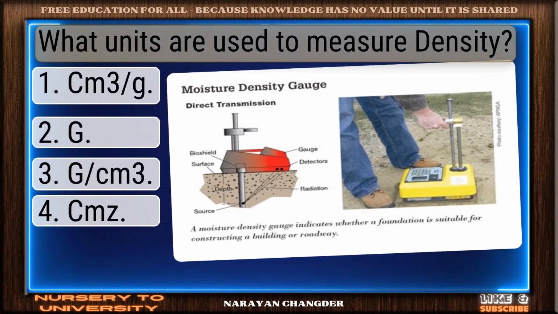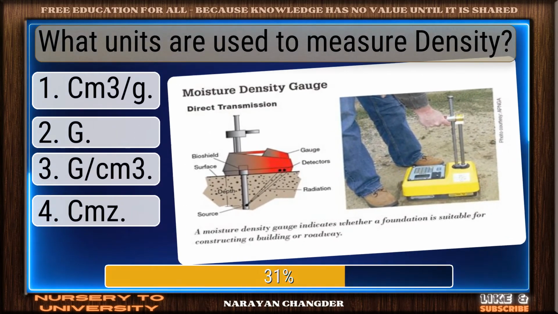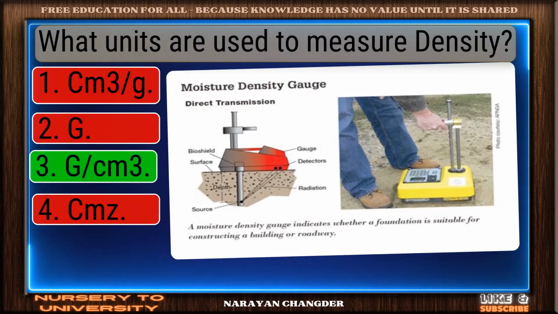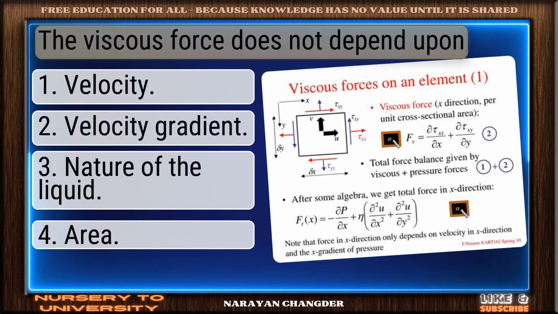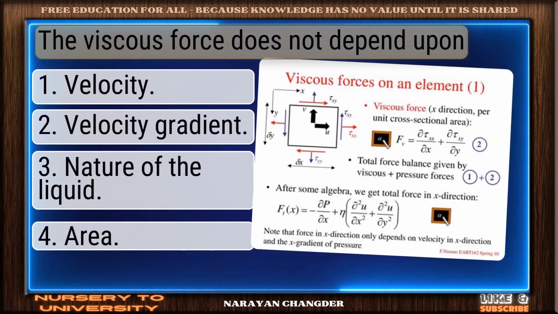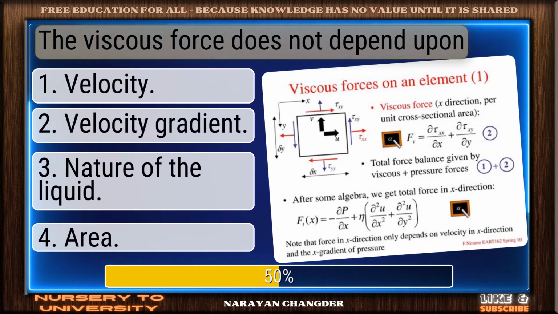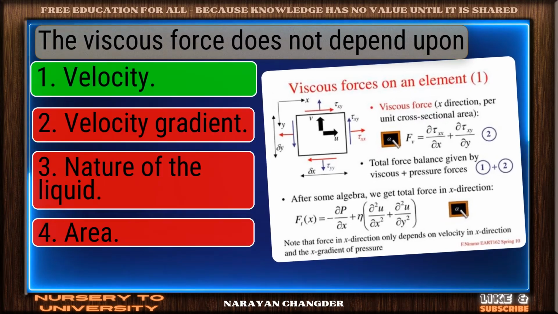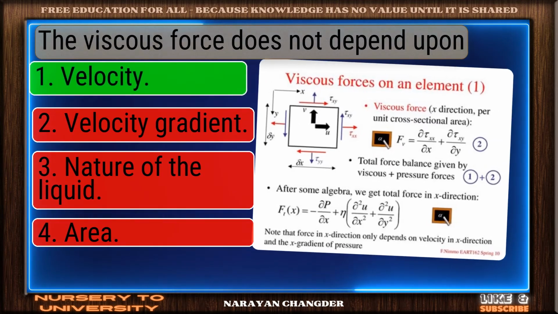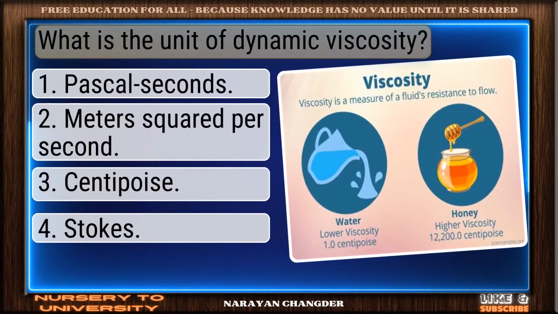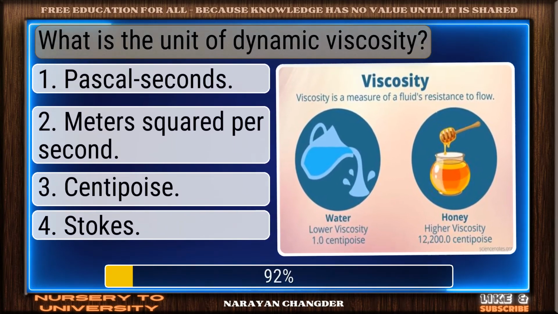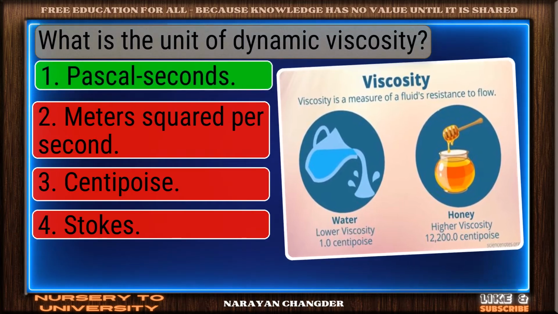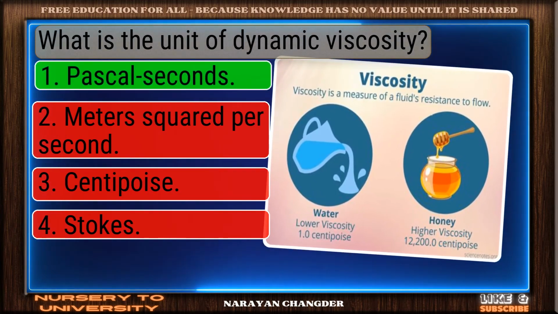What units are used to measure density? Solid response. g/cm^3 is a valid choice. The viscous force does not depend upon. Right choice. Velocity is the best answer. What is the unit of dynamic viscosity? You're right. Pascal seconds is the correct answer.